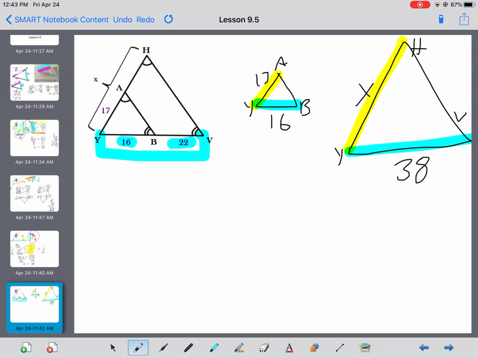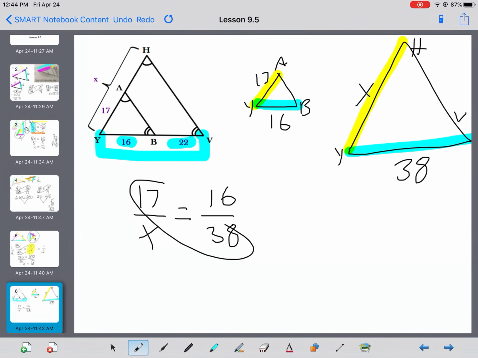So now I can do my regular setup of solving for x. Let's say I want to put x on the bottom this time. I'm going to do 17 over x equals 16 over 38. Once again, notice x and 38 come from the same triangle. They are both on the bottom. So information from specific triangles needs to be on the same level.